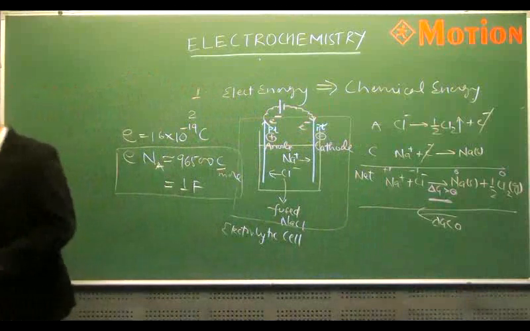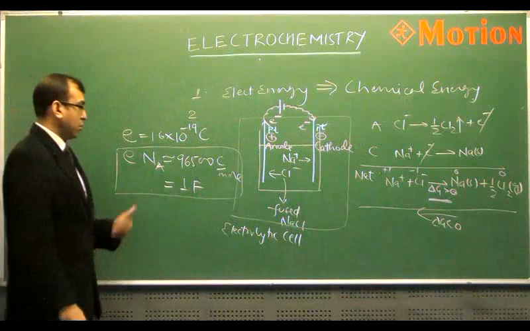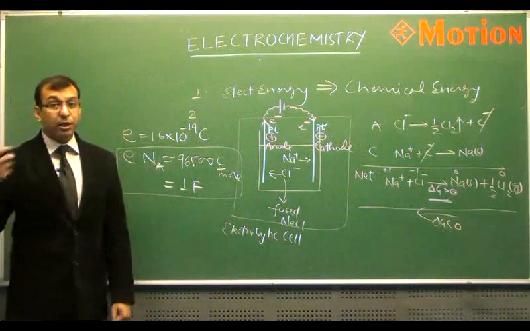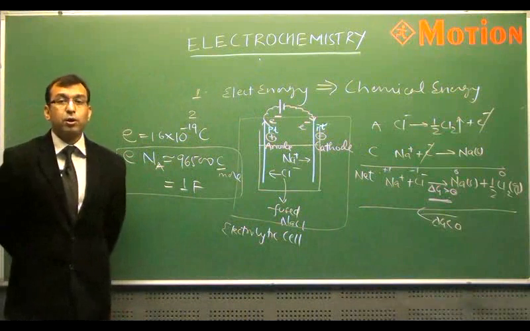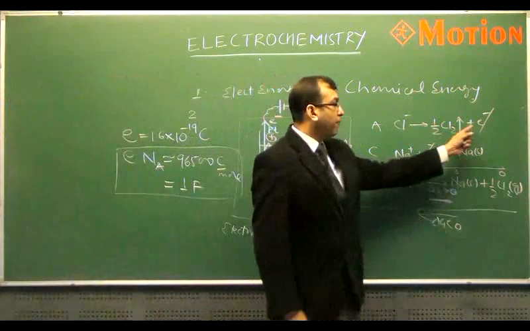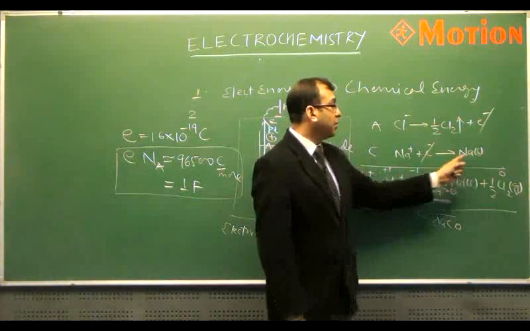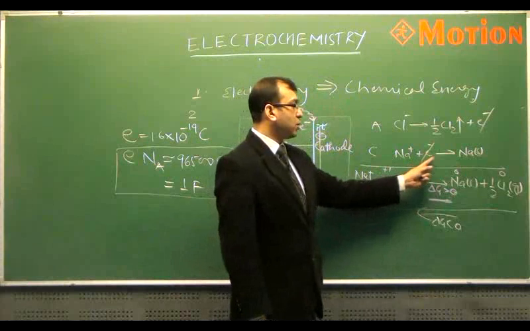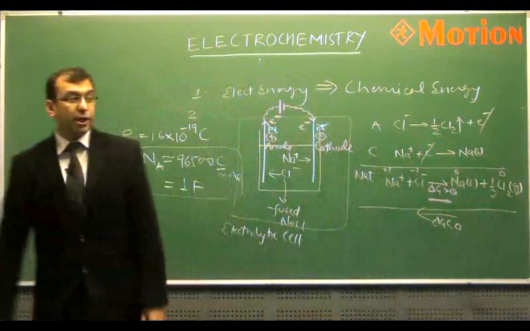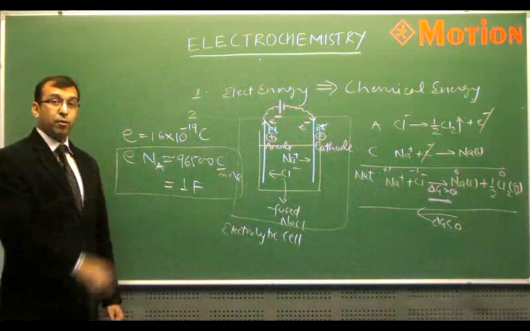Now we come to the calculation of number of moles of electron. How to calculate the number of moles of electron? The question arises, why are we interested in calculating the number of moles of electron? Because we can easily relate the number of moles of electron with the mass of chlorine, and with the mass of sodium. That's why it's very important to relate the number of moles of electron with the mass.